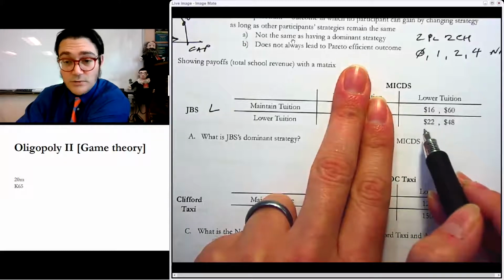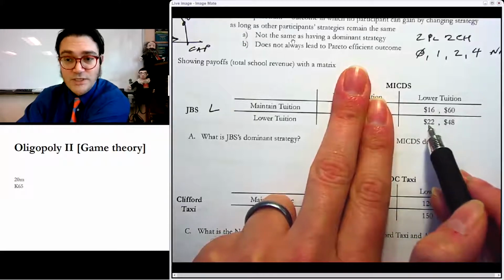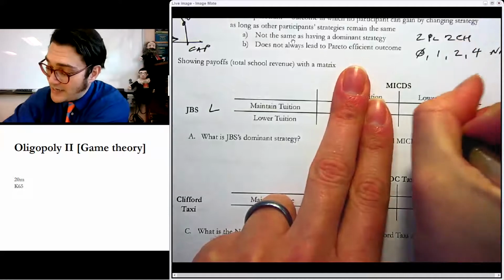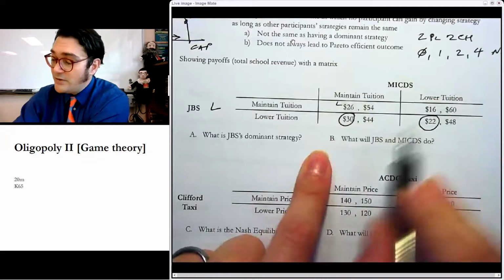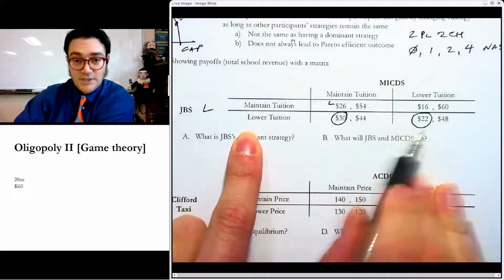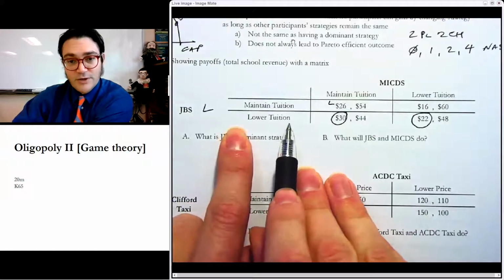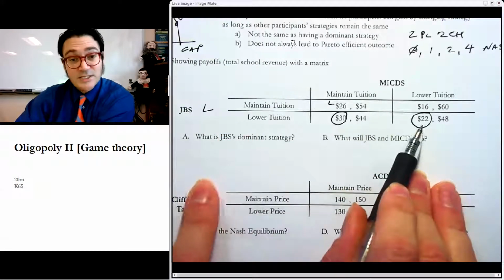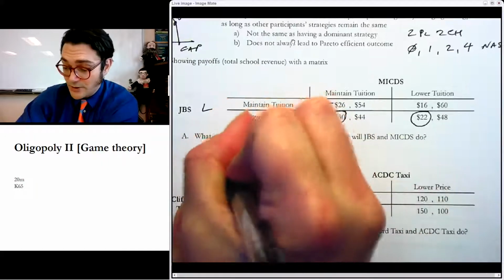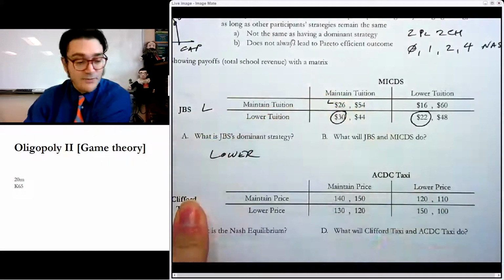So what should we do? Well, we should lower tuition. We would prefer 22 to 16. So let's circle that. And now we notice that no matter what happens, if we're John Burroughs, we should always lower. So that means we have a dominant strategy, and so it is to lower tuition. That's what that one means.